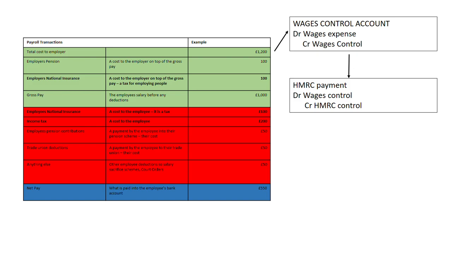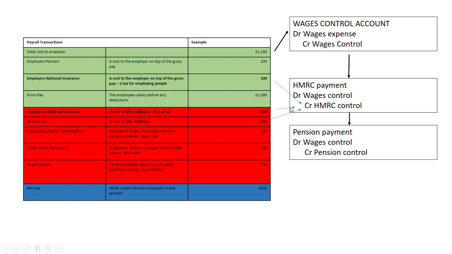Then we're going to transfer a lump out of the wages control, so debit the wages control into the HMRC control. What are we going to transfer? We're going to transfer the taxes figures. Highlight them in bold for you. Those 3 figures are going to go into there. Then we're going to transfer a lump out of the wages control into the pension control. What are we going to transfer? Well, let's transfer the 2 pension payments. So there are the 2 pension ones that go into the pension control.